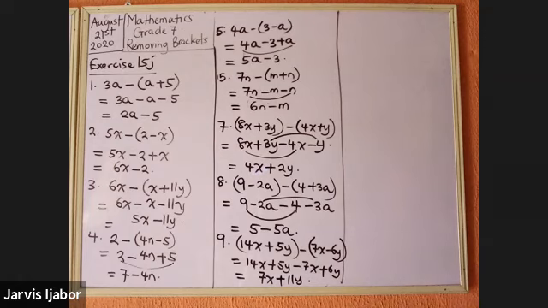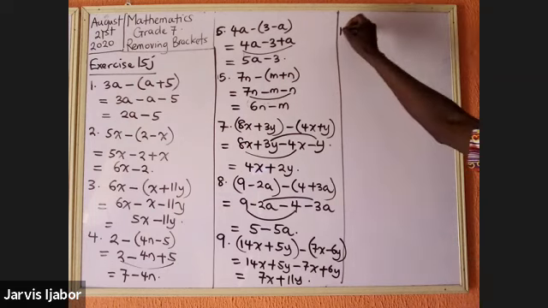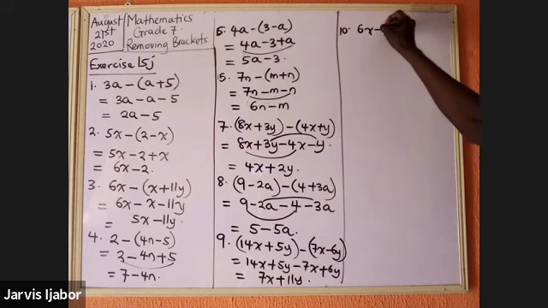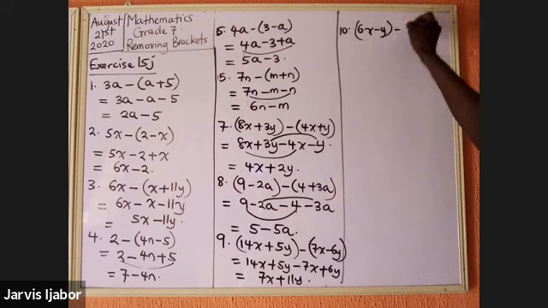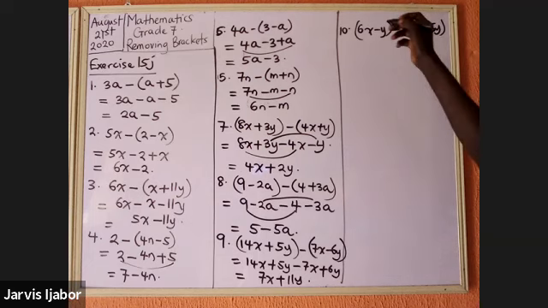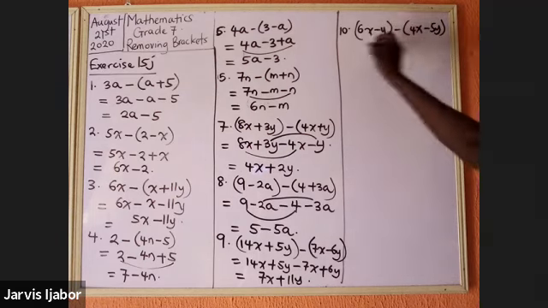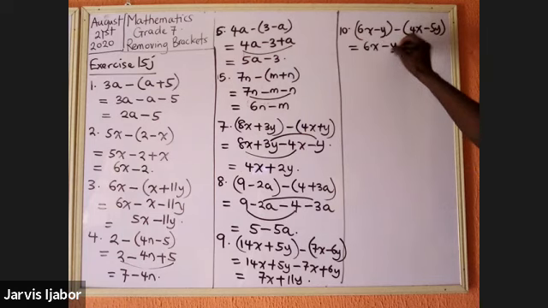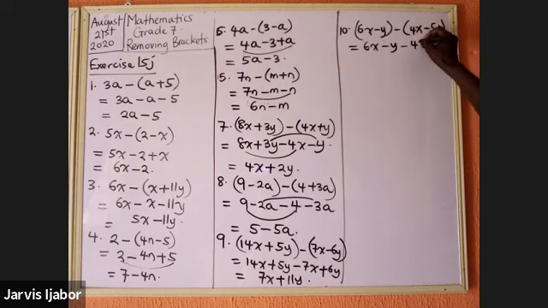Now let's look at question 10. In question 10, you have 6x minus y minus (4x minus 5y). So what will this give you? 6x minus y minus 4x plus what? 5y.